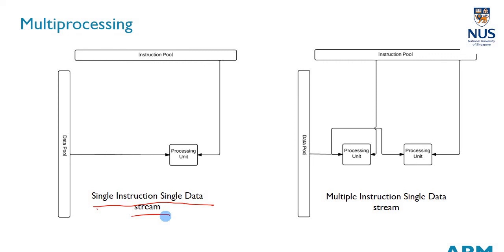So we have a single processor, and every time I fetch an instruction and there is some data associated with it, and we process it, and then we get some result. The next thing that we can go towards is what we call MISD, multiple instruction and single data. I fetch a single data, but that same data I can process with different units concurrently. Different instructions are being fetched from the instruction pool, and I'm processing the same data with multiple instructions at the same time. So that is another architecture.